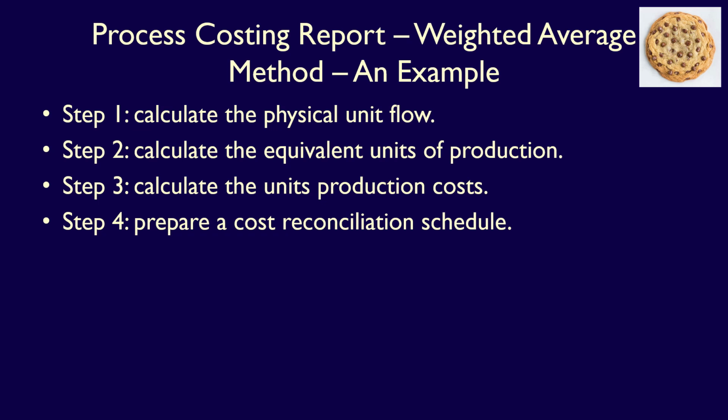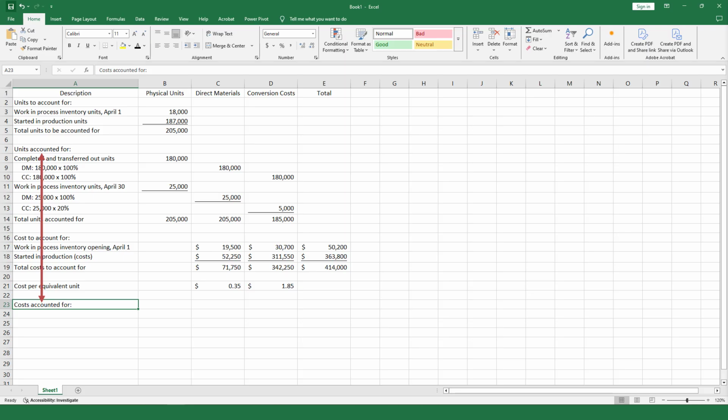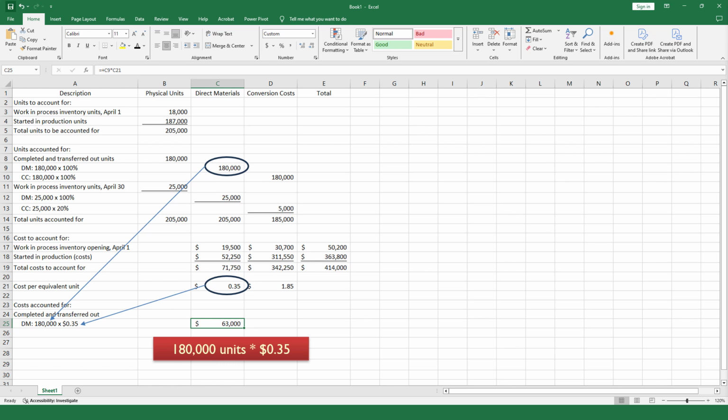In this schedule, we determine the cost of the units which were completed and transferred out, but also the cost of the ending work in process at April 30th. Similar to when we determined the units accounted for, here we start with costs accounted for. Again, similar to when we determine the units accounted for, we start with the completed and transferred out costs. For the direct materials, we take the equivalent units of 180,000 units and multiply it by the cost per equivalent unit for direct materials, 35 cents per equivalent unit.